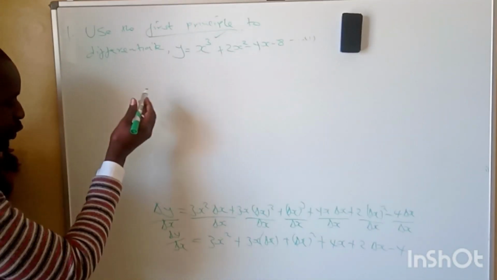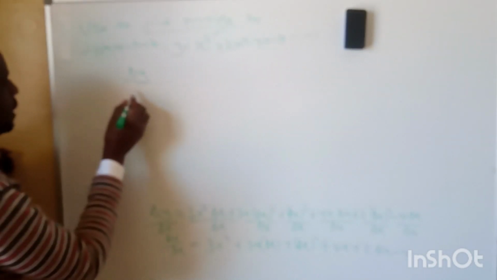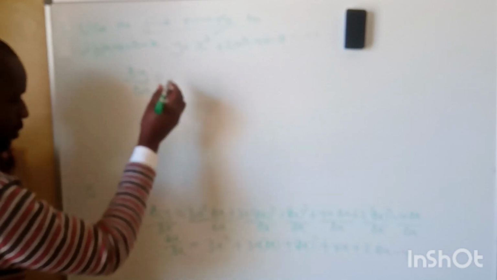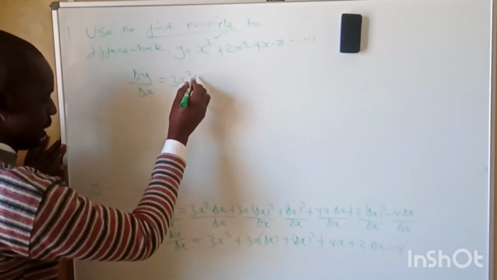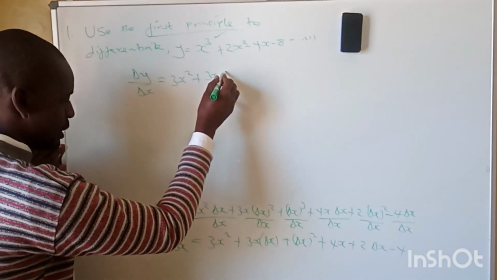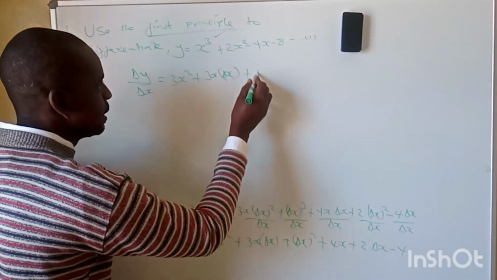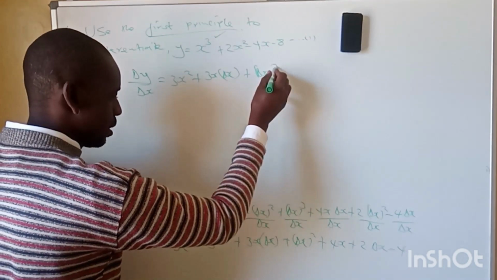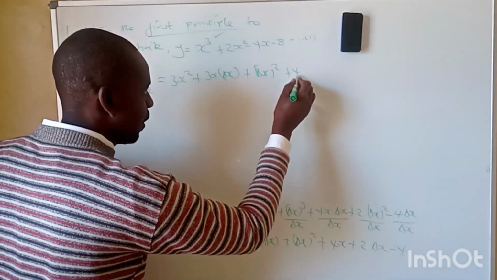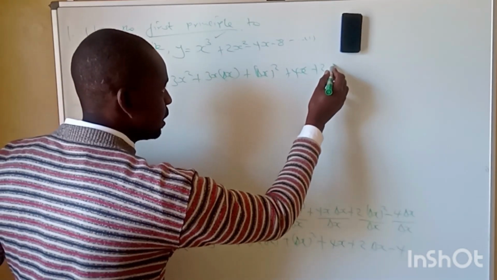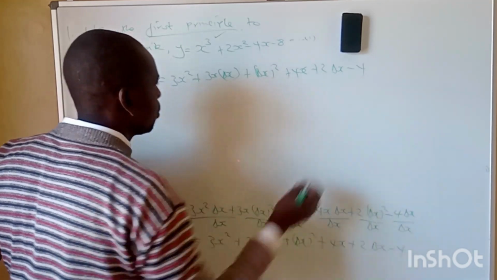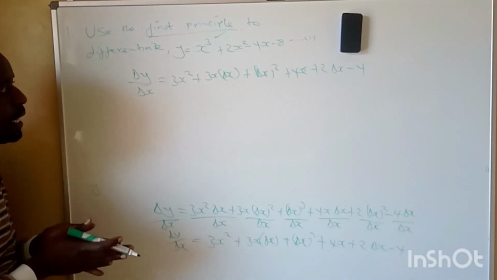So let me just repeat it here. Dy over dx is equal to 3x squared plus 3x change in x plus dx squared plus 4x plus 2 dx minus 4. So I want you now to pay attention, class, here.